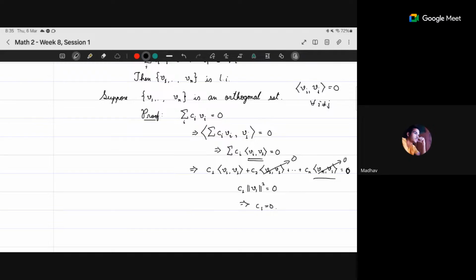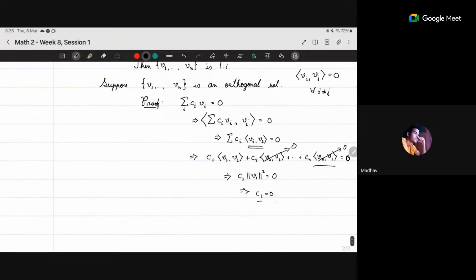Yes, sir. Is that all right? Yeah. So what you're left with is just the first term, which is C1 times length of V1 squared, or norm of V1 squared, that is equal to 0. This gives you C1 is equal to 0.